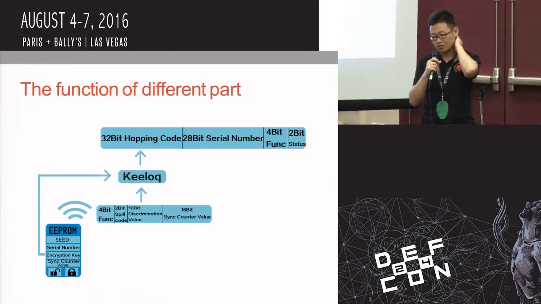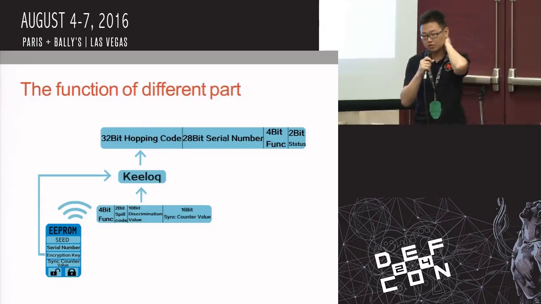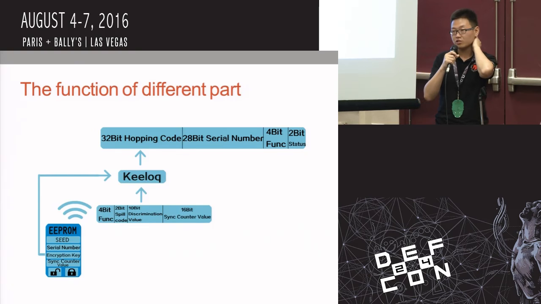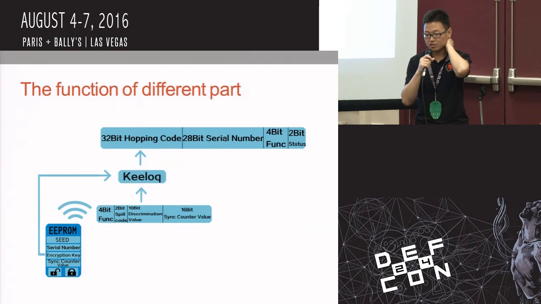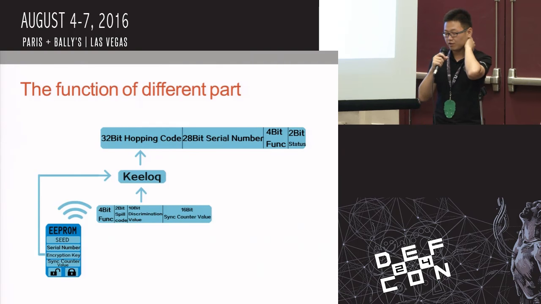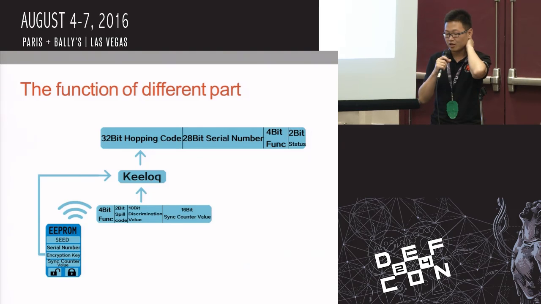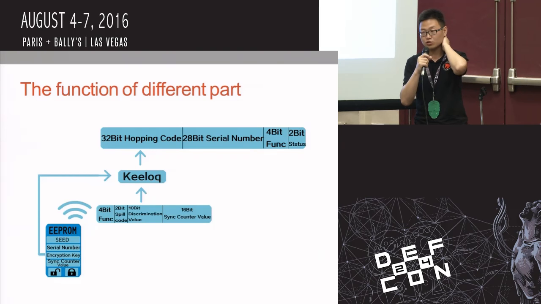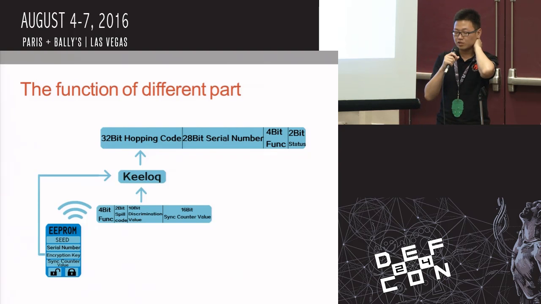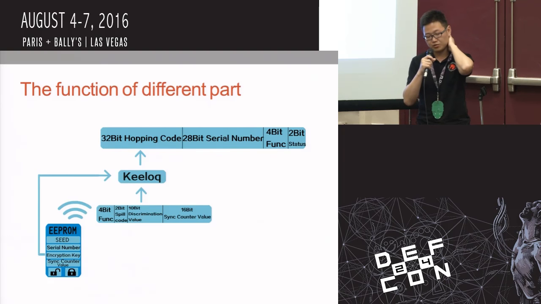Then there is the 2-bit status code. One bit of it tells the driver if the key fob is in a low power state, and the other bit tells the car if the signal is a repeated one. And then we will introduce the 32-bit hopping code.